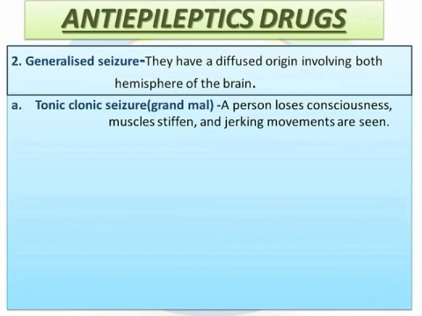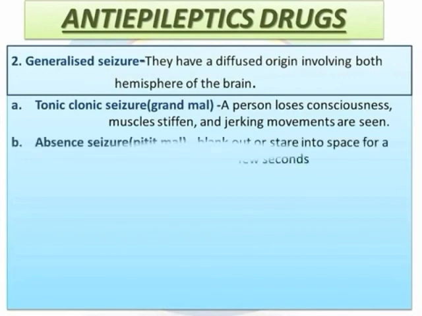And the third drug is vigabatrin, and the mechanism of action of this vigabatrin is that it inhibits GABA transaminase and also prevents the degradation of GABA. So the last newer drug is zonisamide, and the mechanism of action of this zonisamide is that it prolongs inactivation of sodium channels, that means Na channels.